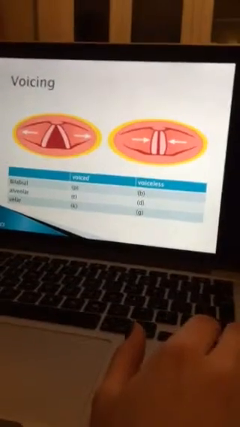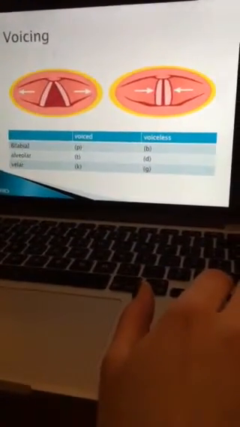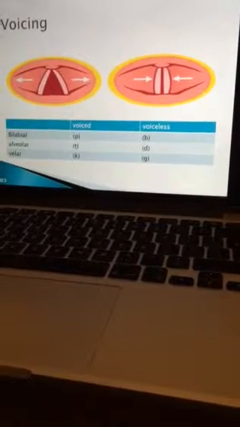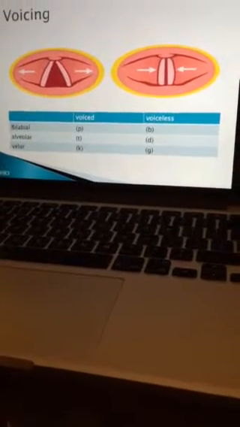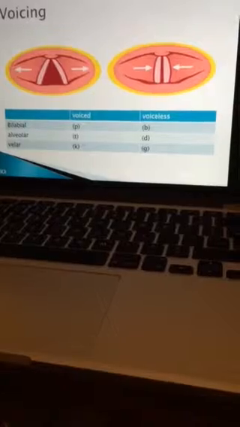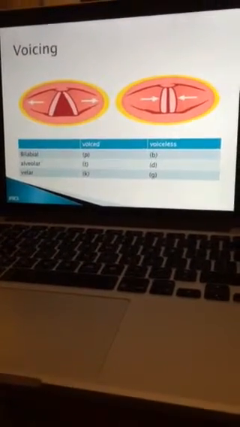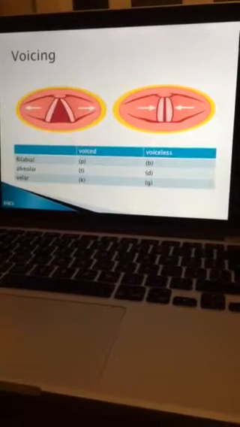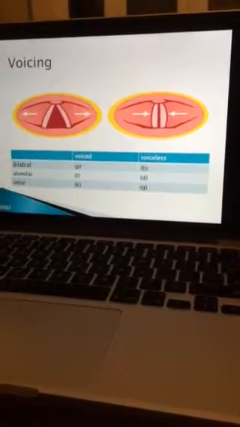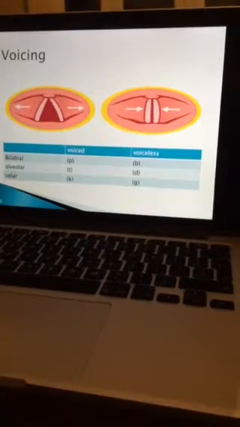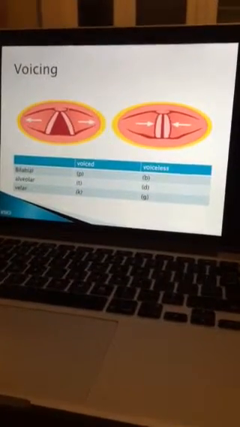Voicing. As you can see, these two diagrams show the vocal cords. The picture of the vocal cords open on the left. When they are open, there will be no vibration, causing a voiceless sound such as th or s.